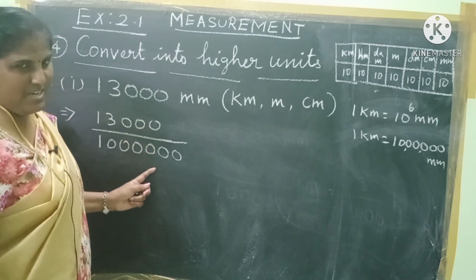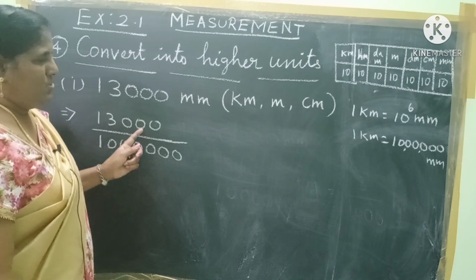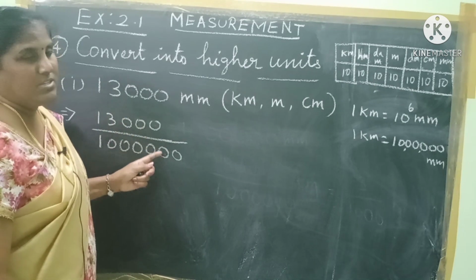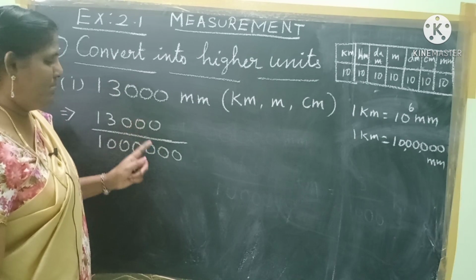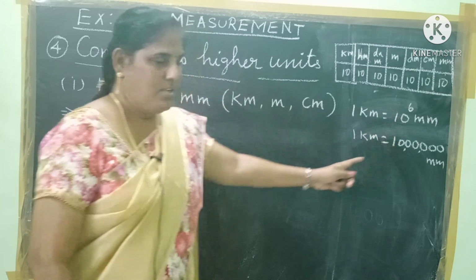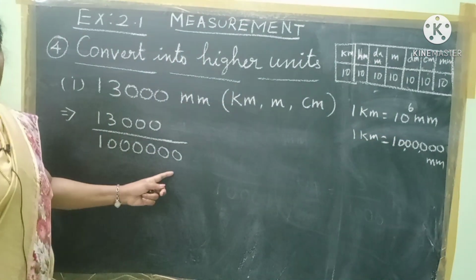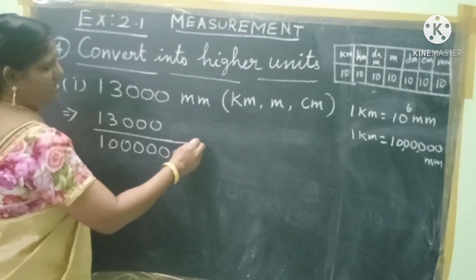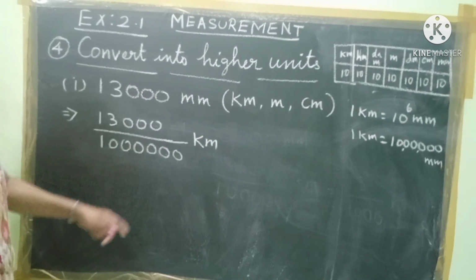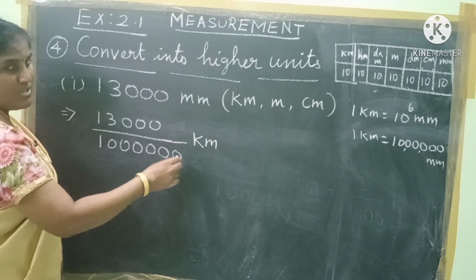13,000 divided by 10 lakh millimeter. I already told you, if you need to go from lower to higher, you should divide the given number by the power of tens. Here the power of 10 is 6, so you put 6 zeros for that. We need to change this to kilometer. So how many zeros are there?